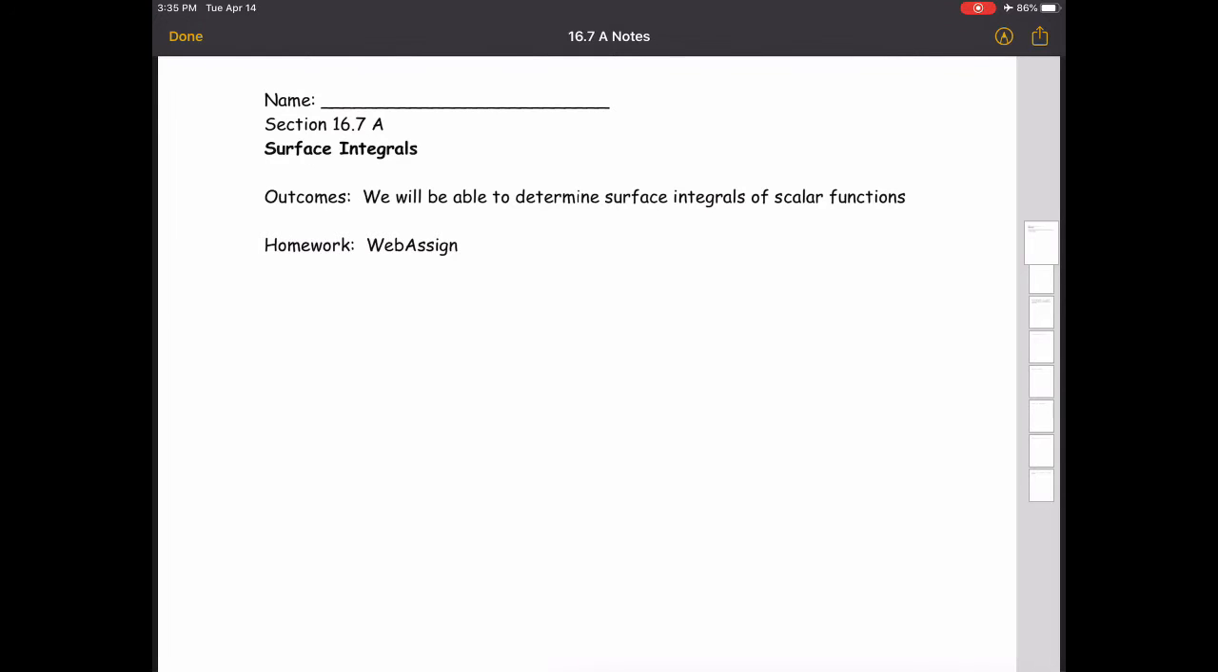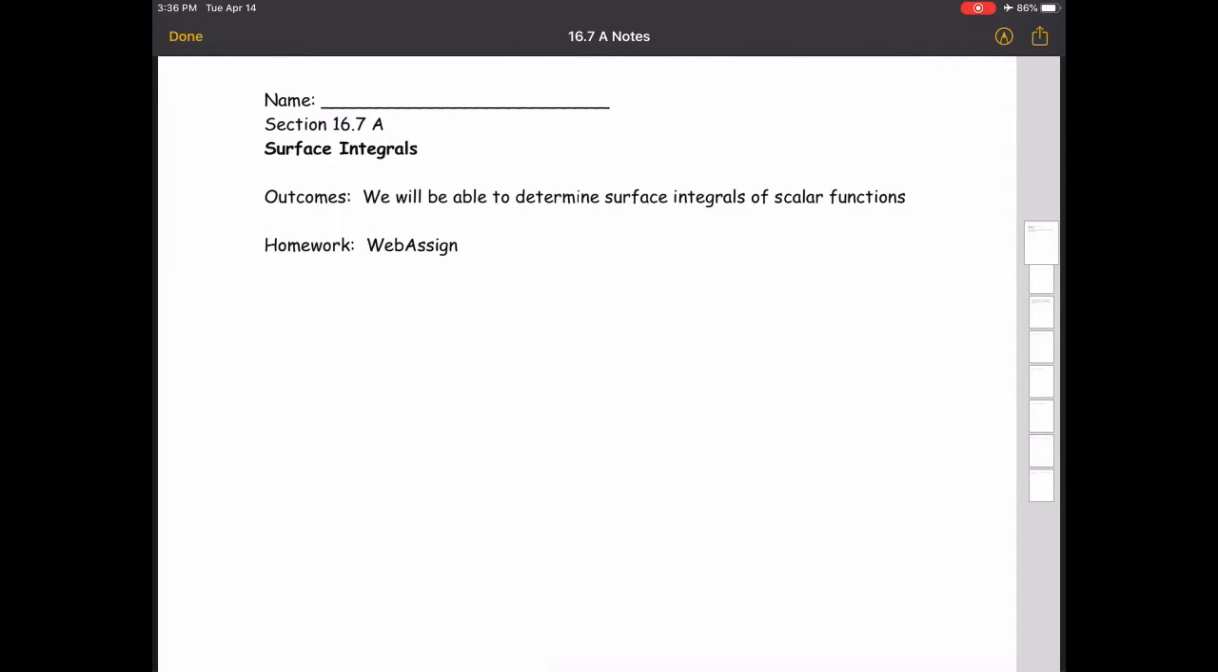All right, this is section 16.7a, surface integrals. Obviously, there's going to be a B. In part A, we'll do the basic idea of what's going on with the surface integrals, and we'll be able to find surface integrals of scalar functions. And then in 16.7b, it's going to get a little bit more involved. The videos will be a little bit longer. Let's start off with a general idea of what we're talking about, though.